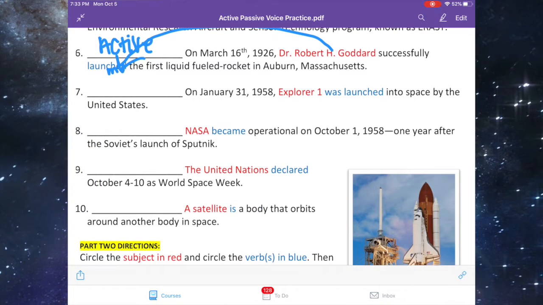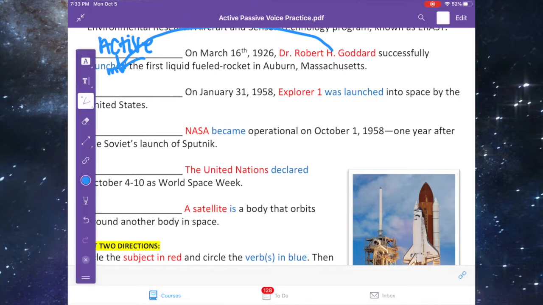Number seven, on January 31st, 1958, Explorer 1 was launched into space by the United States. All right, we have a helping verb, a main verb, so it could be passive. We have "by the United States." The United States here is the doer. So here, the Explorer 1 was launched. It is receiving the action by the United States. This is an example of passive voice.